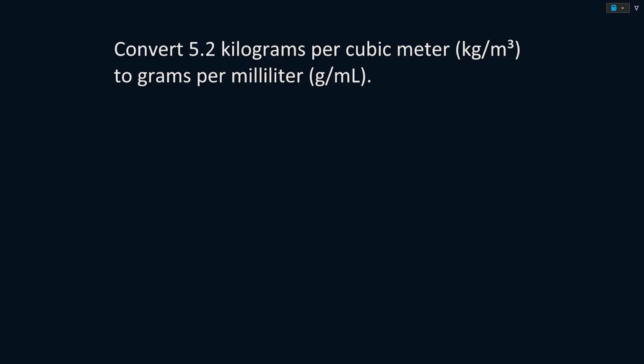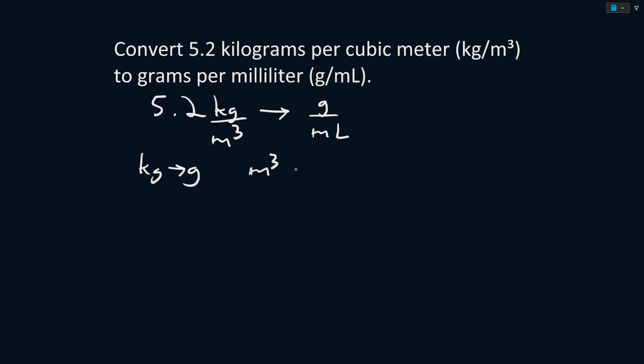Convert 5.2 kilograms per cubic meter to grams per milliliter. First, we'll identify our given values of 5.2 kilograms per cubic meter, and we want to convert to grams per milliliter. To do this, we need to first convert from kilograms to grams, and then from cubic meters to milliliters.